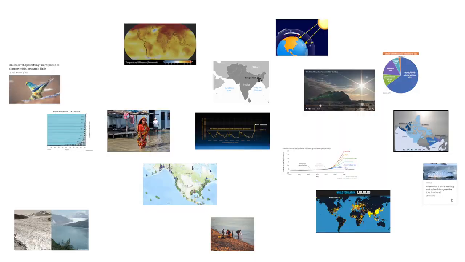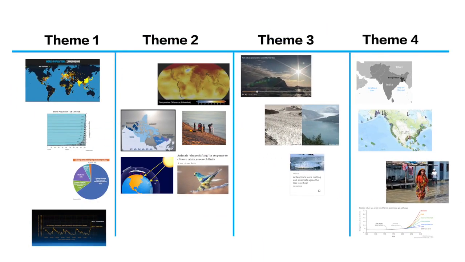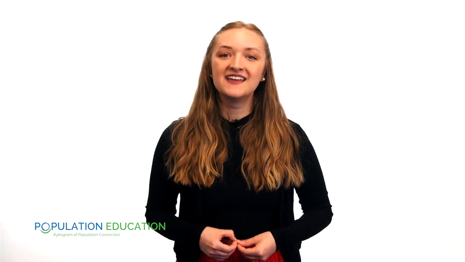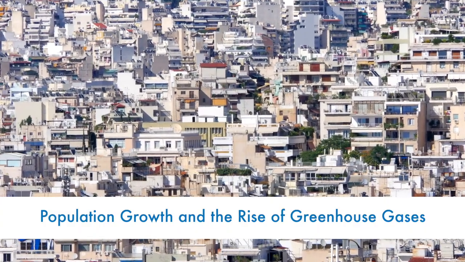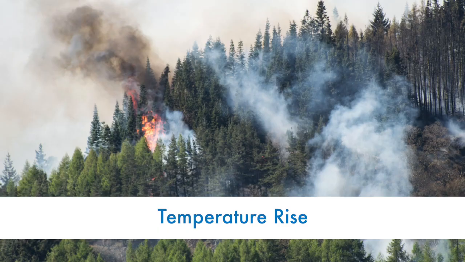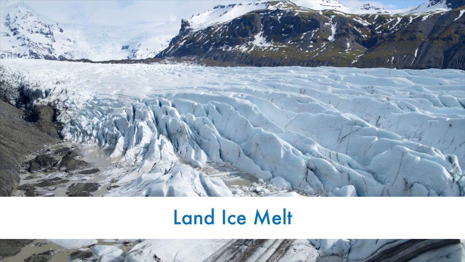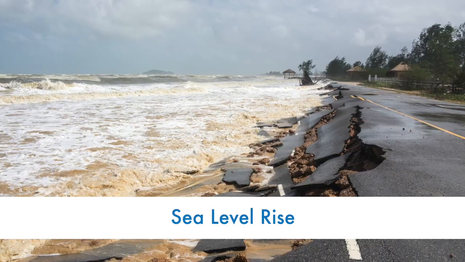In the next part of the lesson, provide each pair with a piece of butcher paper large enough for them to spread out all of their data bank items. Their job will first be to group the 14 items into themes. We provide an answer key for the groupings, and for the sake of this video, I'll let you know the themes are 1. Population growth and the rise of greenhouse gas emissions. 2. Temperature rise. 3. Land ice melt. And 4. Sea level rise.